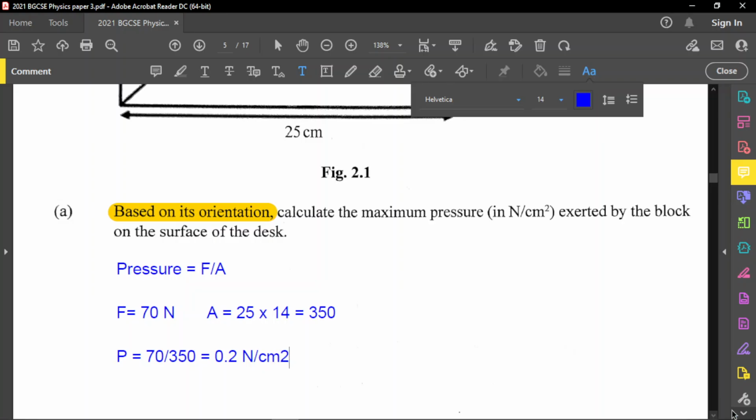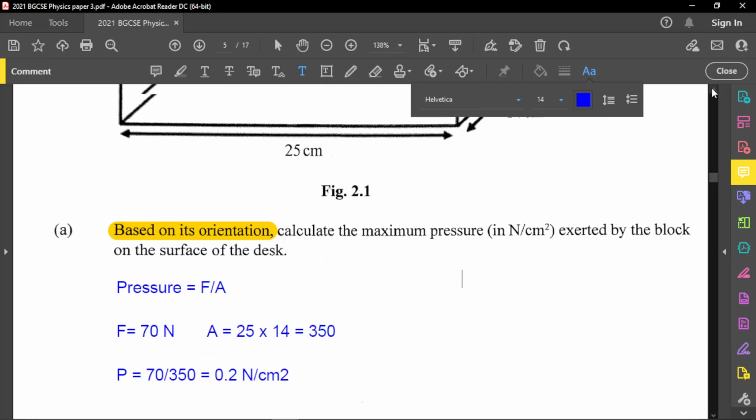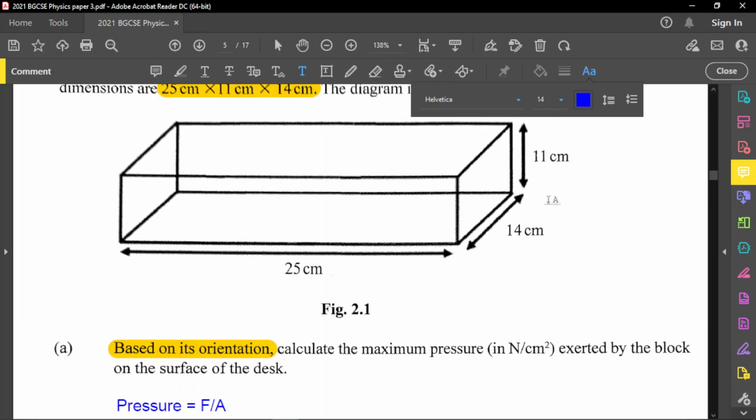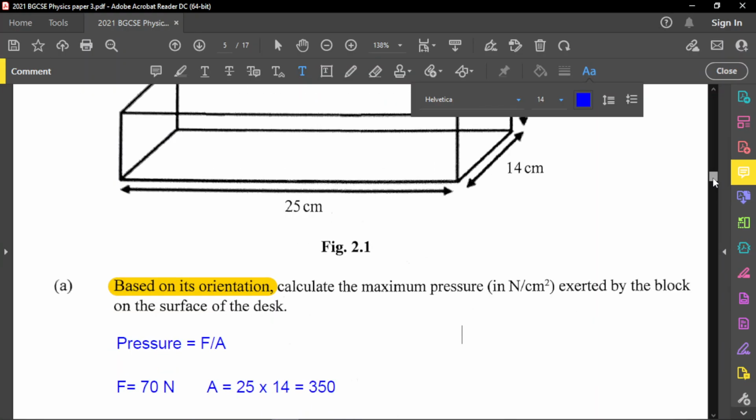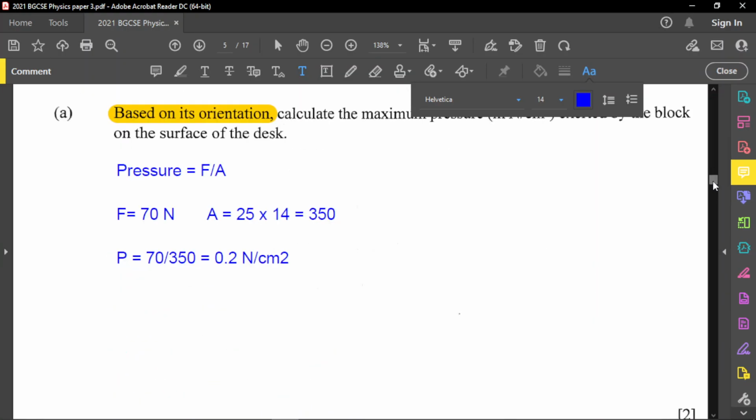But as I said, I'm going to show you the maximum possible pressure that can be created by the block. The smallest area will give the greatest pressure. So the smallest dimension on this block is the 14 by the 11. I'm going to write that out for you quickly. And this is not what the question actually asks. It asks based on the orientation. So just make a note right here.